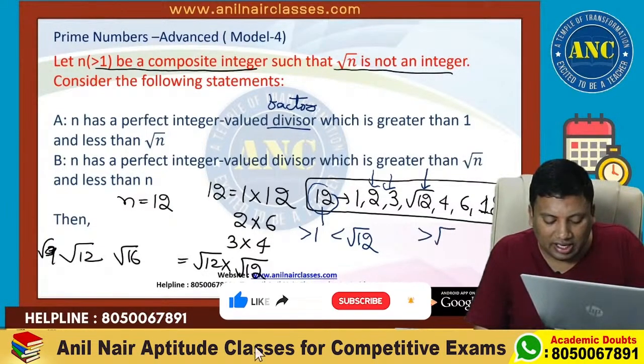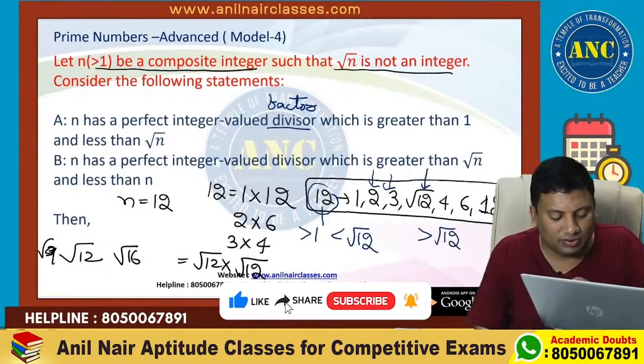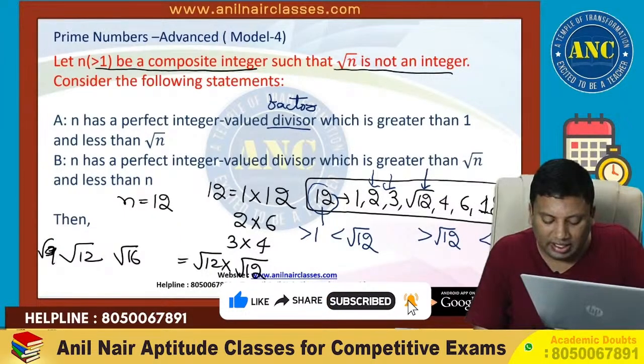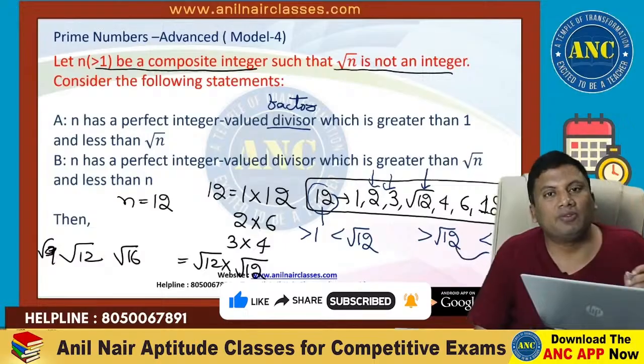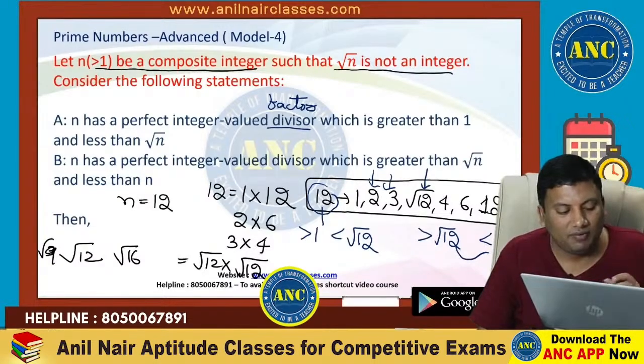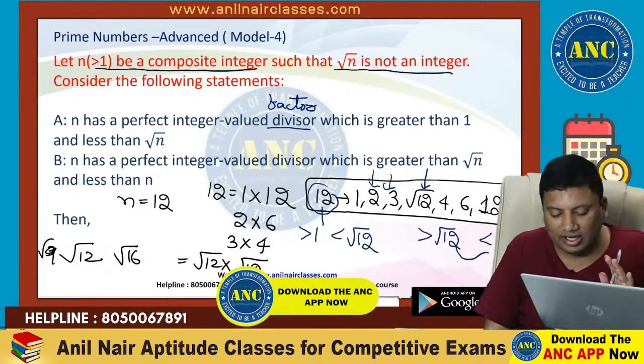That means take all the integers greater than 12 and write down all the integers less than 12. In between you will find some numbers which will divide 12. That is what it is saying.